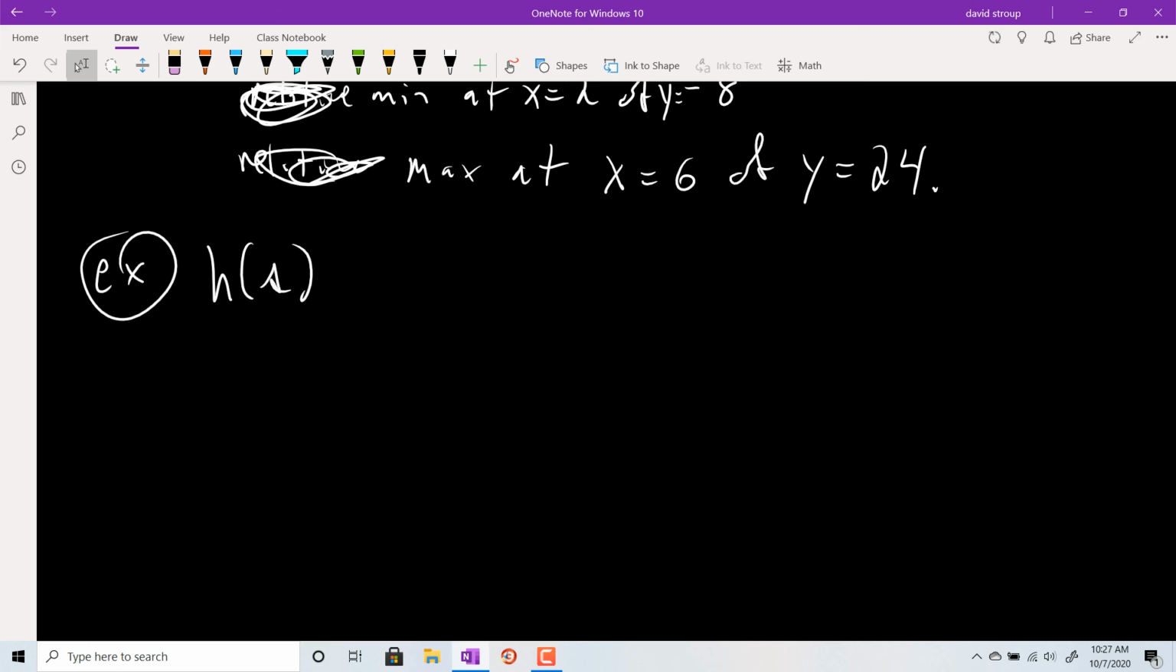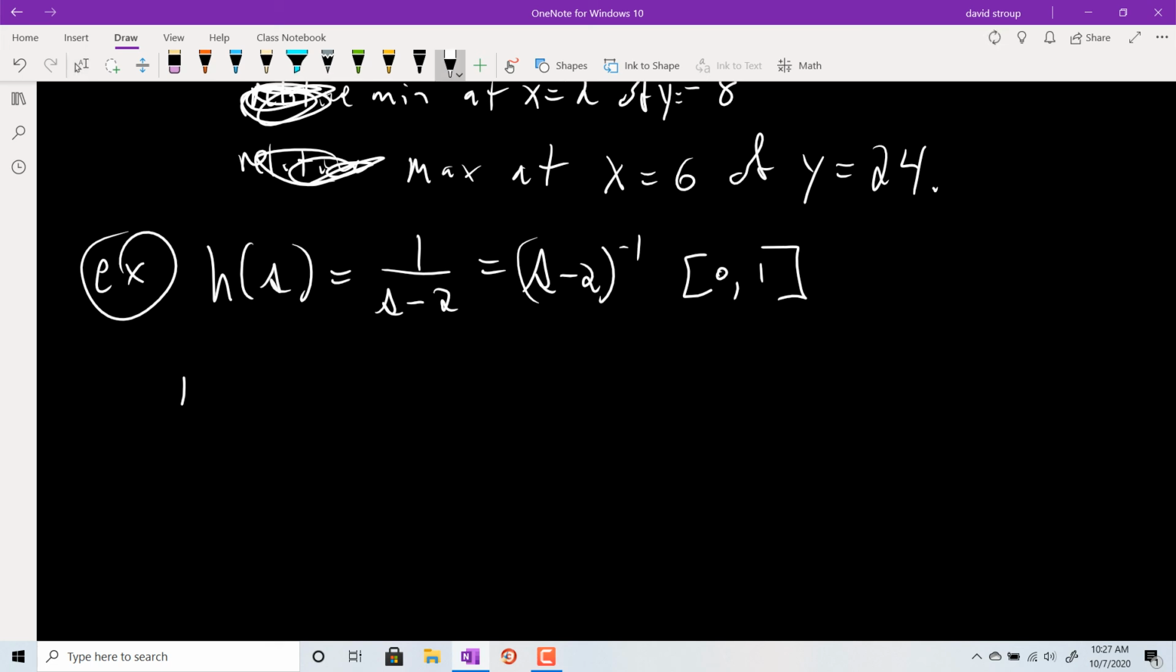h of s is 1 over s minus 2, and we're worried about the interval from 0 to 1. Let's rewrite it to make it a little easier to differentiate. You can use the power rule. So h prime of s is negative (s minus 2) to the negative 2, which I can write as negative 1 over (s minus 2) squared.